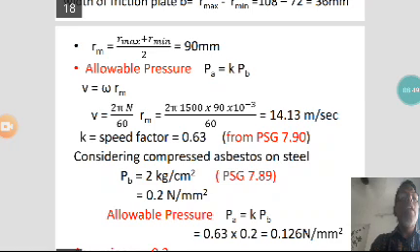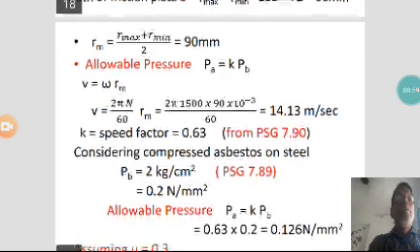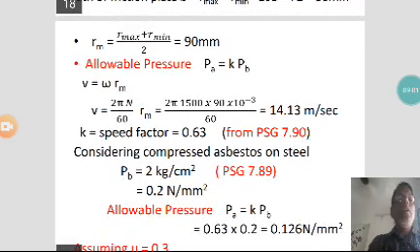If you substitute the value of n, here again by mistake it is written 1500, that should be 1000, multiplied by Rm, which is 90 into 10 raised to power minus 3, because we are converting mm to meters, so that you will get the velocity in meter per second. With the help of this value you will get the value of K.